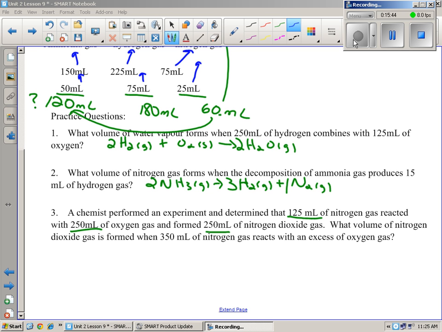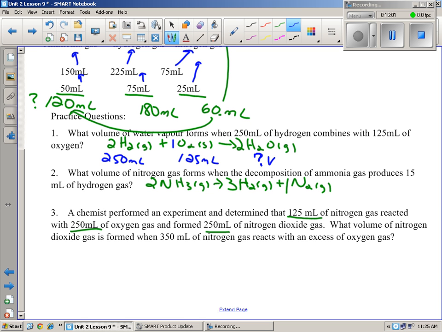What volume of water vapor forms when 250 milliliters of hydrogen reacts with 125 milliliters of that? Well, we can see, of course, that this is a 2-to-1 ratio. So how much would I get here? Well, 2 to 2. Your answer should be 250. Right? Make sense? Yes? Okay. Or you can say, well, 125 to 2, 1 to 2, 125 to 250, right? But it's all based on the same ratio, okay?